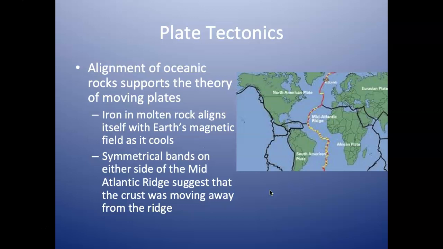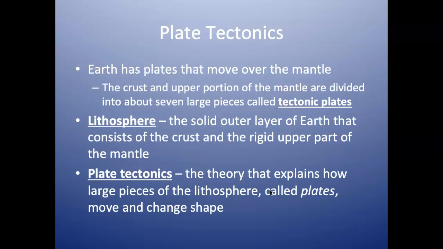And what happened was as the magma would start to cool on the ocean's crust, that iron in the molten rock would then align, and it would actually give us little stripes, and it would align due to the magnetic fields that the Earth has in the positive and negative poles that we have. So the plates have moved over time over the mantle.